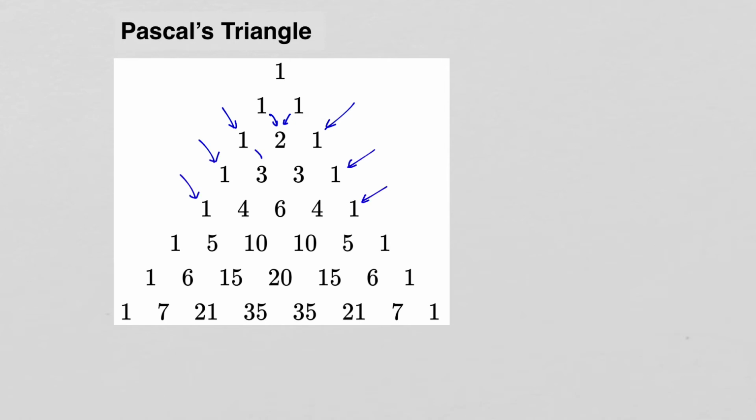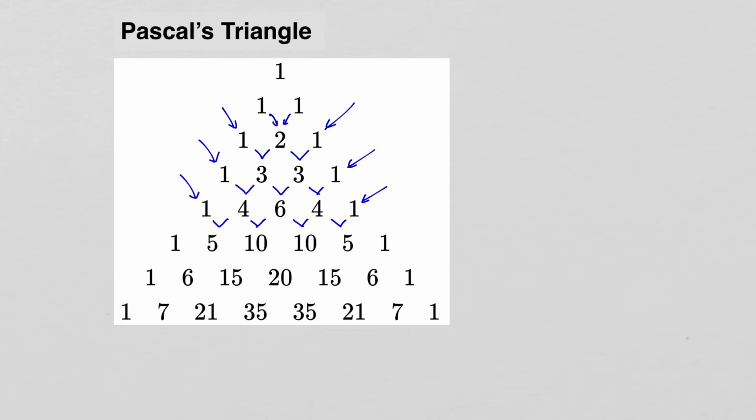To get the next row, 1 plus 2 is 3. 2 plus 1 is 3. 1 plus 3 is 4. 3 plus 3 is 6. 3 plus 1 is 4. Right? 1 plus 4 is 5. 4 plus 6 is 10. 6 plus 4 is 10. 4 plus 1 is 5. And so on, right? So this goes on forever and ever and ever.